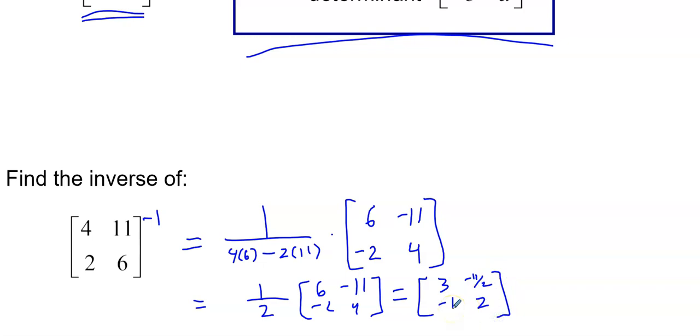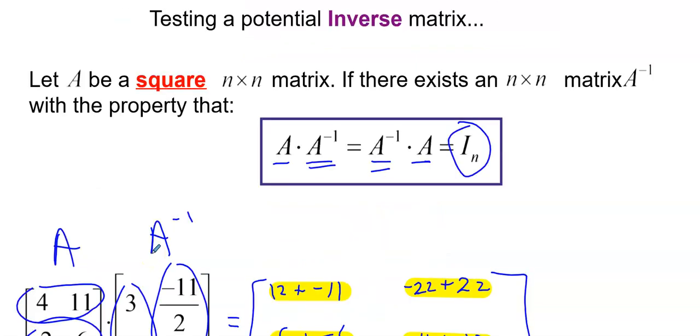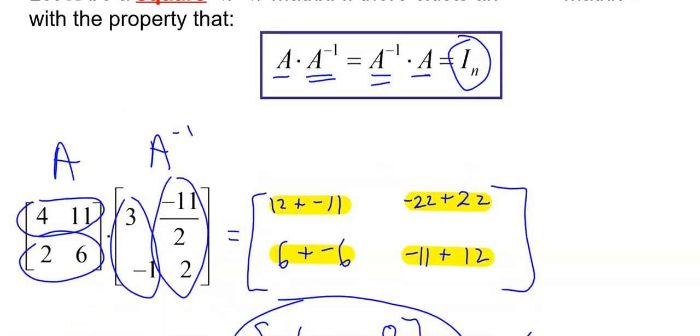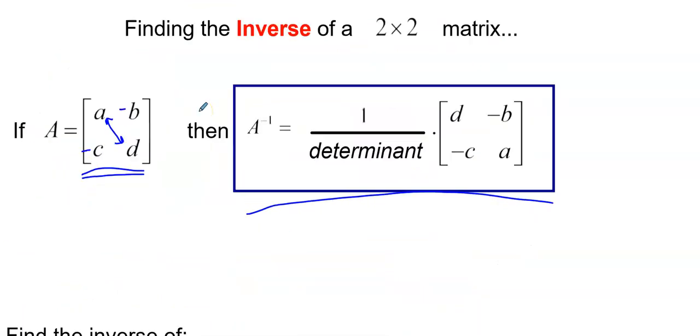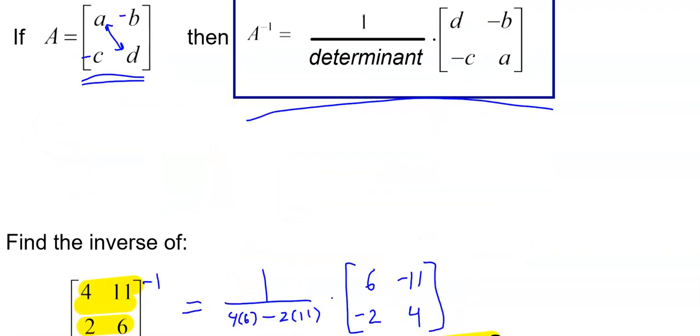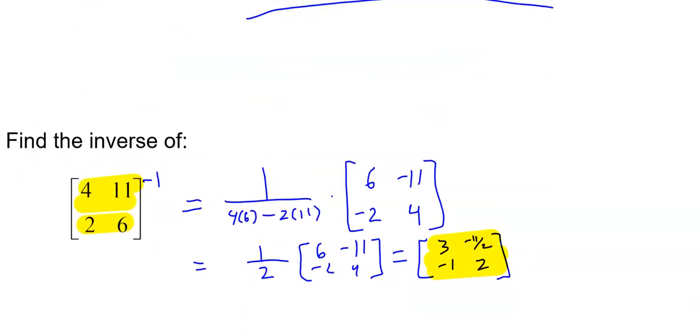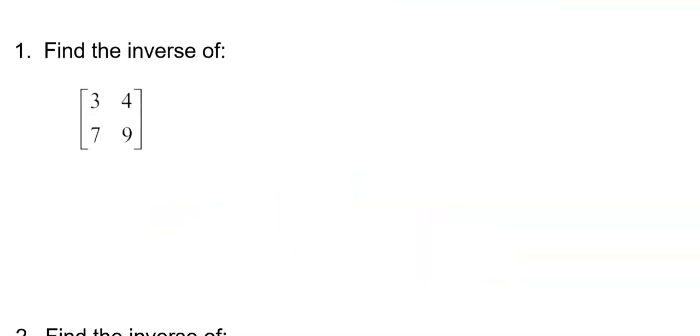And so I think this matrix and this matrix are inverses of each other. In fact, if you look back at your notes, 4, 11, 2, 6, and 3, negative 11 halves, negative 1, 2. Those are the matrices we just tested. They are, in fact, inverses. So we found the inverse of the matrix using the formula to find that inverse.